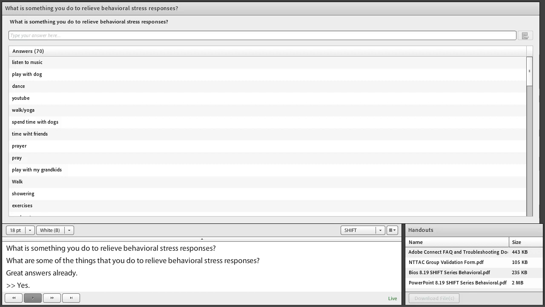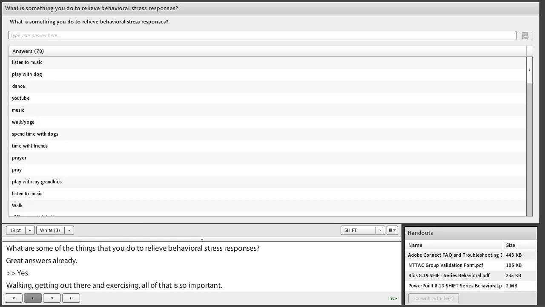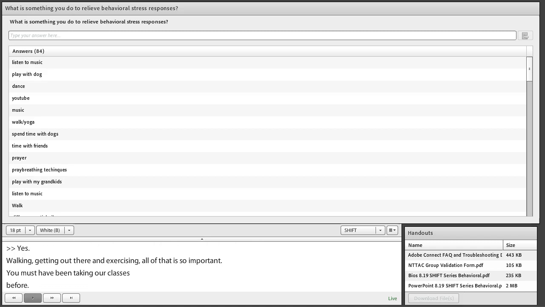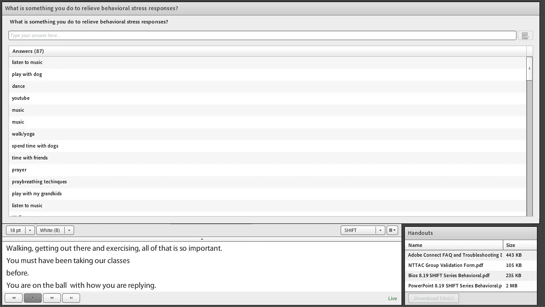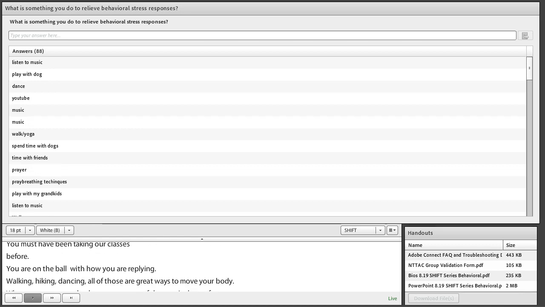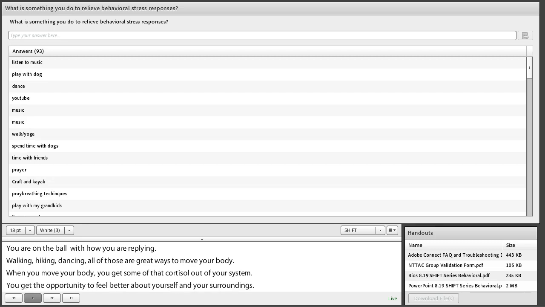And when you're moving your body, you're getting some of that cortisol out of your system. You're getting the opportunity to feel better about yourself and your surroundings. And it's a quick, easy way to get more exercise in, which is going to be good overall, as well as a great way for you to get rid of that cortisol, give you a new perspective, and help you feel better. Anthony, is there something that you do to relax when you're feeling stressed out from a behavioral standpoint?